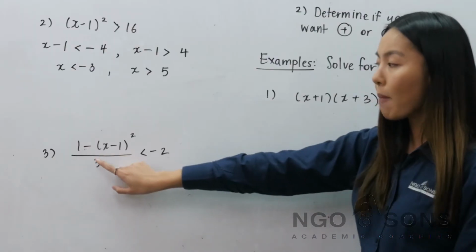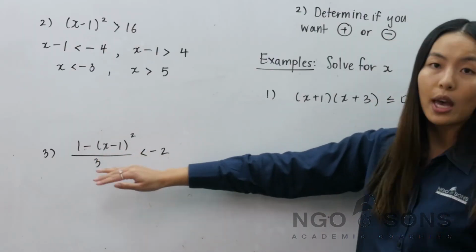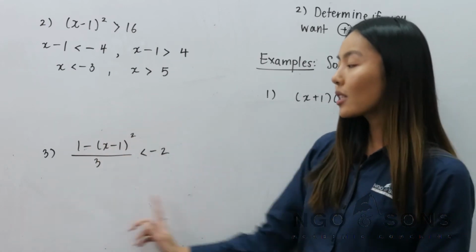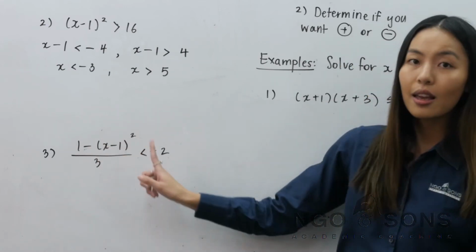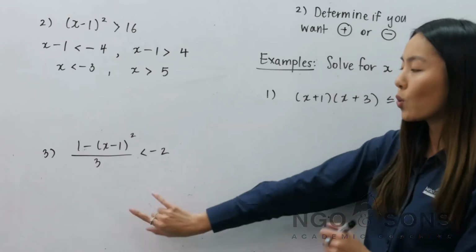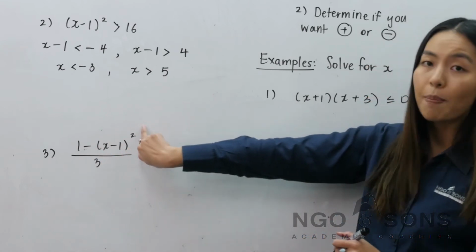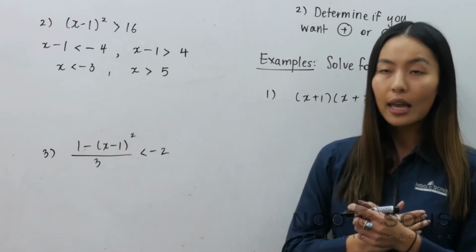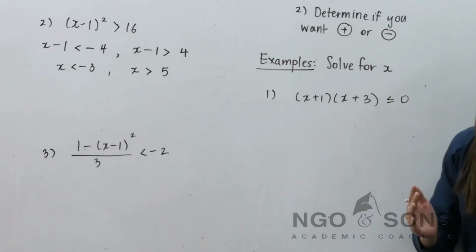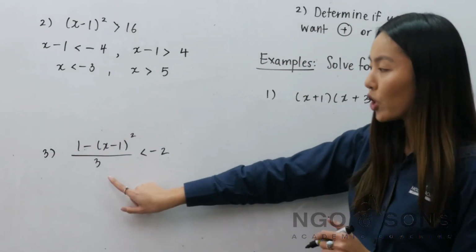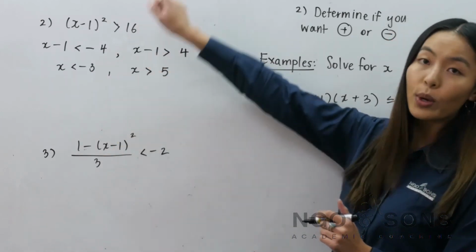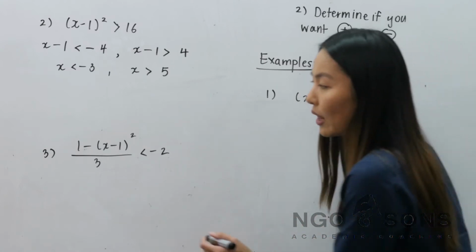Here I have 1 minus (x minus 1) all squared over 3 is less than minus 2. So in this question, guys, we have a quadratic inequality. So then you determine perfect square or non-perfect square. X is in brackets all to the power of 2, so it's a perfect square inequality. You jump into your first step. First step is to make your perfect square the subject. Now here, my perfect square is not the subject yet, unlike question 1 and 2. So we need to do that first.